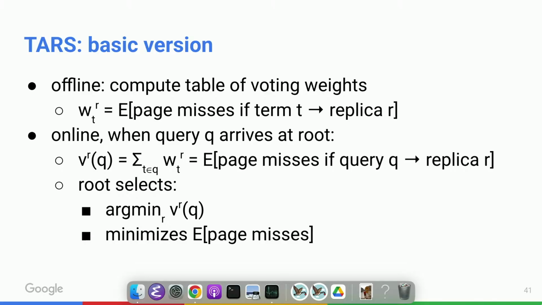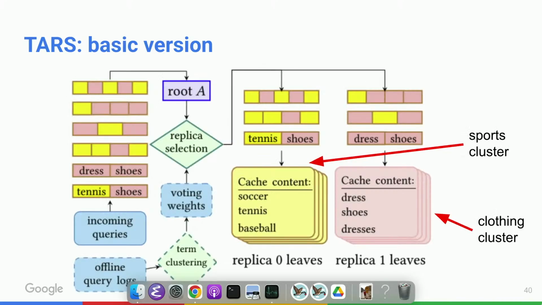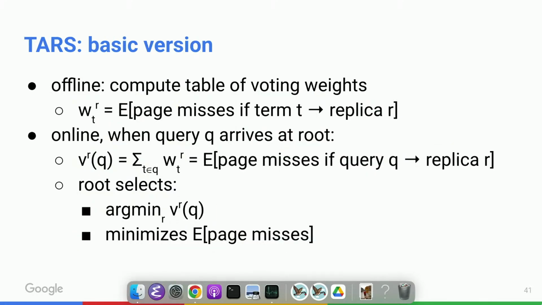Hold that thought. Then online, when the query Q arrives at the root, it's going to consult this table. And it's going to say, all right, for each term in my query, I'm going to sum up these voting weights against replica R. That's going to be the total expected page misses if I send that query to replica R. So when this number is big, you're unhappy. And you want to be minimally unhappy, so you're going to choose the replica that minimizes that vote. In other words, you're just trying to minimize expected page misses, assuming that these numbers are accurate, which is quite an assumption. OK?